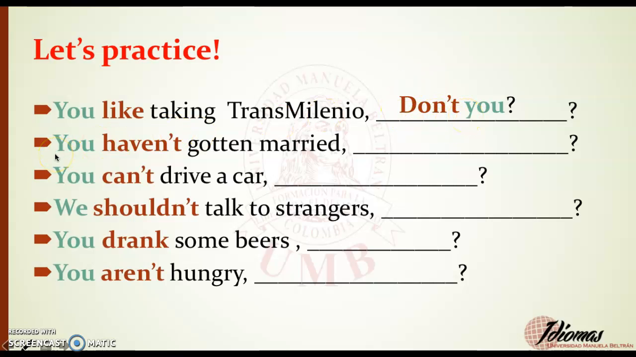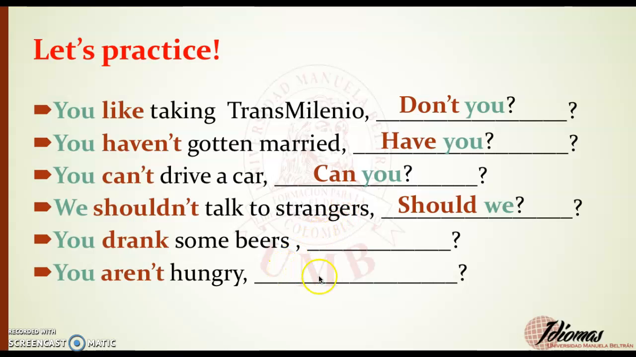Okay, let's do number 2. "You haven't gotten married." What is the tense here? The tense is present perfect. So if it is negative, what is the tag question going to be? Have you? So we need to create a tag question using the auxiliaries and, at the end, the person. Let's continue. "You can't drive a car." Okay. Can you? "We shouldn't talk to strangers." Should we?